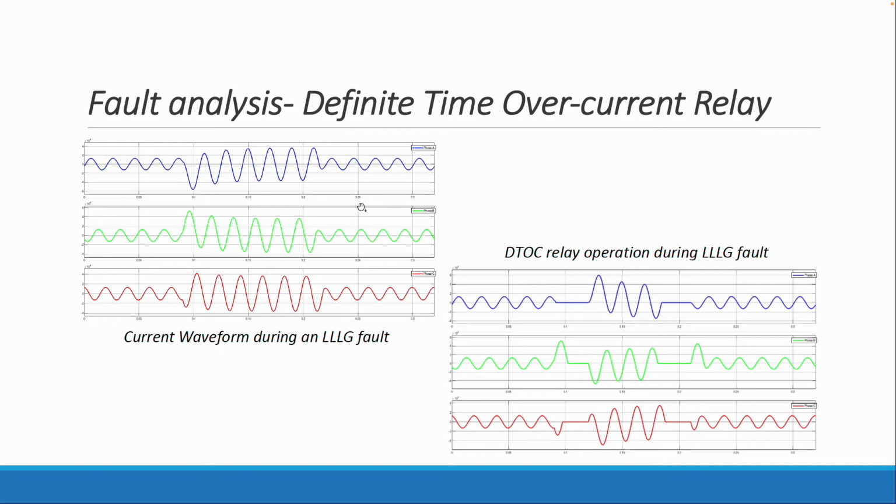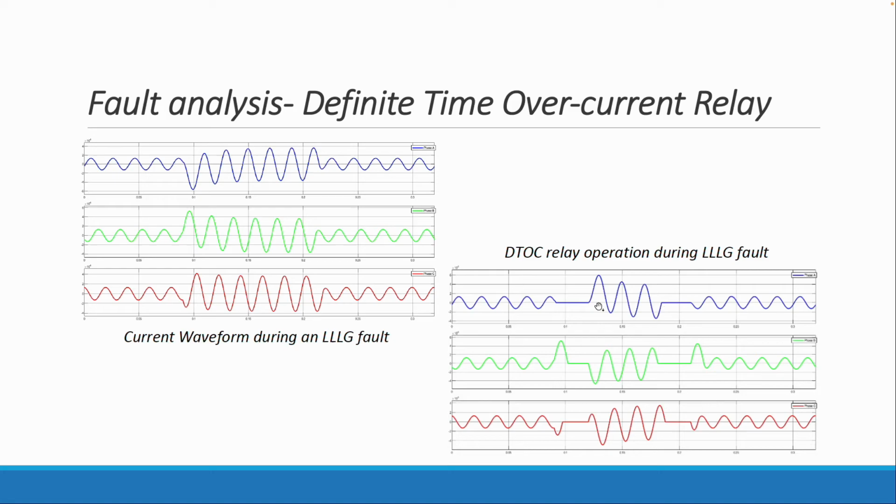Fault analysis: these are the output plots of the current wave during an LLG fault, and the second plot shows how the relay has operated during that fault. In the first figure, we can see that when the fault is added to the system, the current value increases exponentially, from 0.09 seconds to 0.21 seconds. This is the fault time, and the second figure shows how the relay operates as soon as the fault is detected, and the circuit's auto reclosure makes an effort to close the circuit and restore it to normal condition.